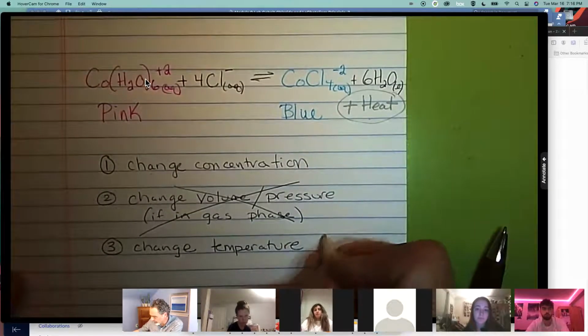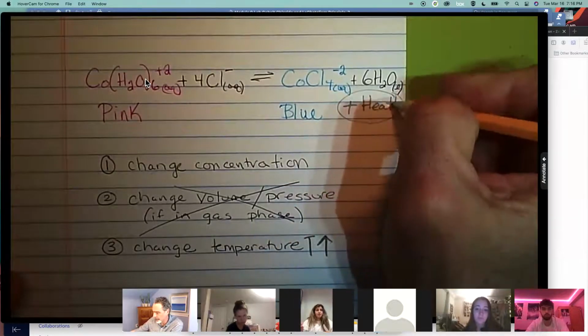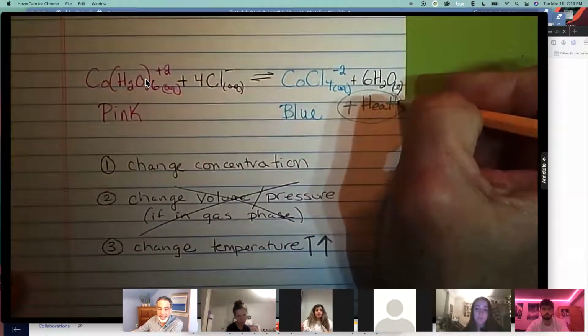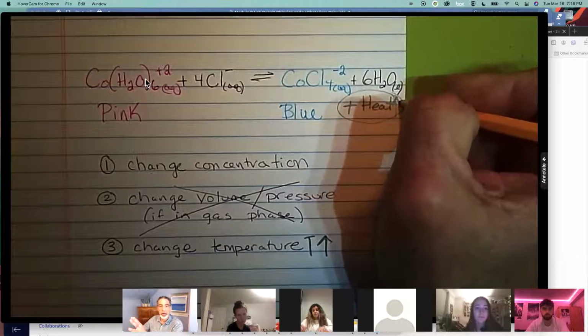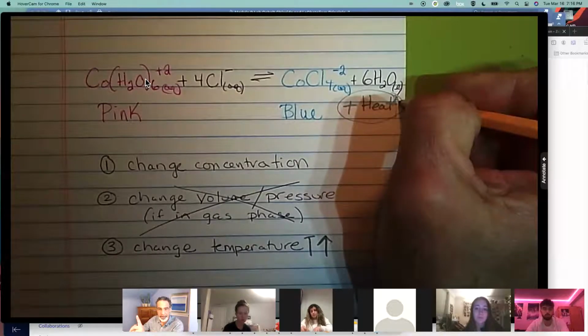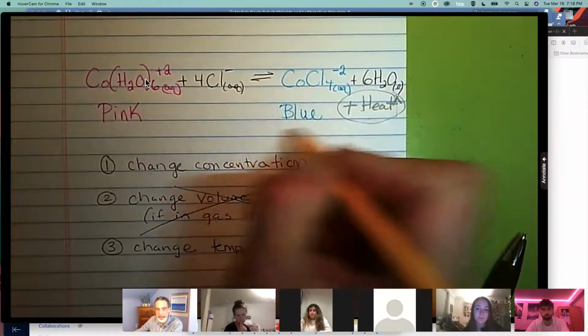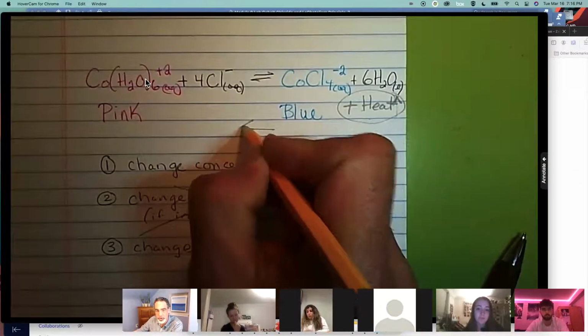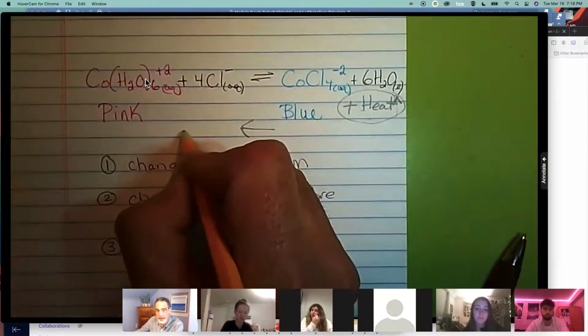Say I change the temperature by increasing the temperature. I'm adding heat. So I go over here and I jack up the temperature. Again, the system was really happy at that temperature. I'm heating it up by adding more. It's like you're raising it. It's just like raising the concentration. I'm going to shift to try to diminish that. I'm going to shift this way. I'm going to utilize that temperature, that heat energy, and go this way to the left.